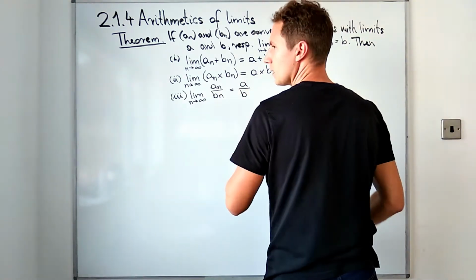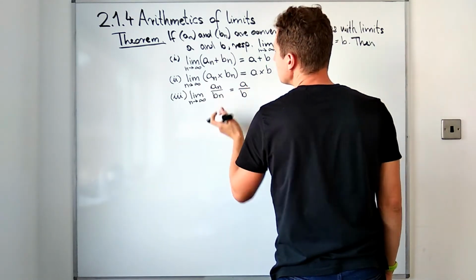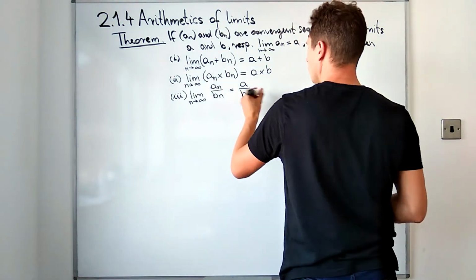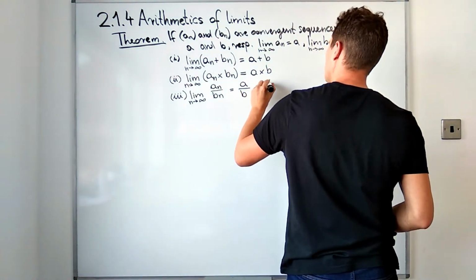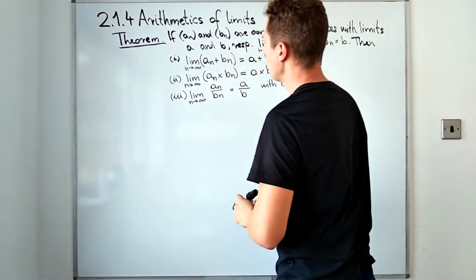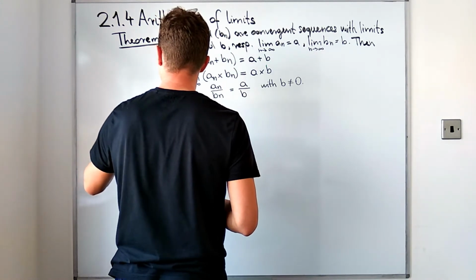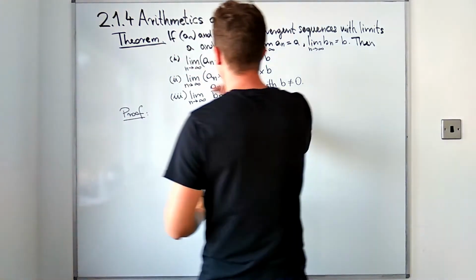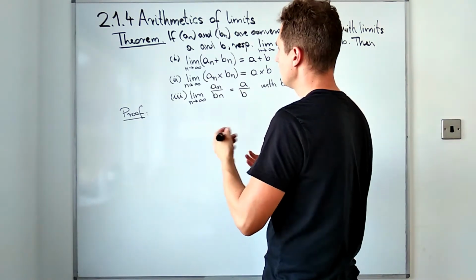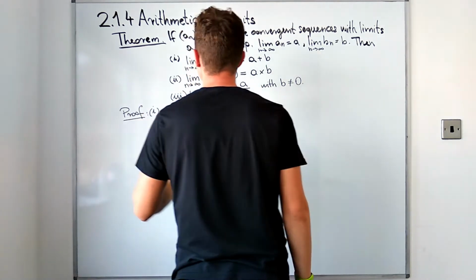In this last statement, I should add that we shall not divide by 0, so terms in bn shouldn't be 0, and also the limit itself, b, should not be equal to 0. Okay, let's prove at least the first of these. All three statements can be proven in a similar way. Let's go for the first one, and let me show how you prove that.